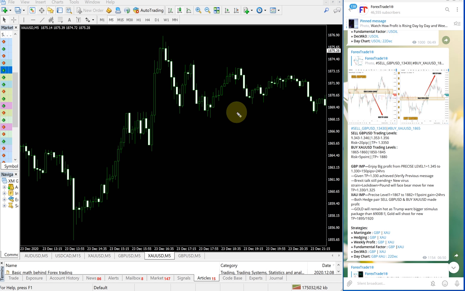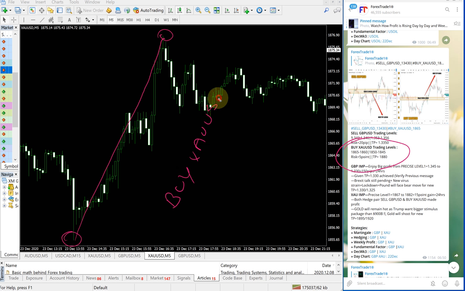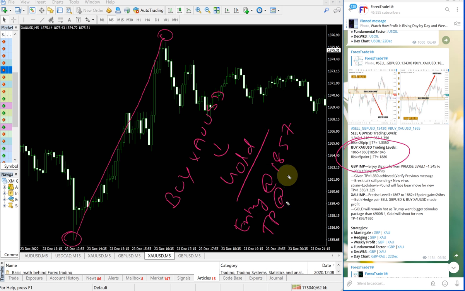First we will see how our XAUUSD performed. This is the signal given, XAUUSD. It started to perform from here all the way till here. So buy XAUUSD given. XAUUSD is gold, so entry taken at 1857 and a TP at 1878, which gives 21 points gain. So 21 points gain on XAUUSD.